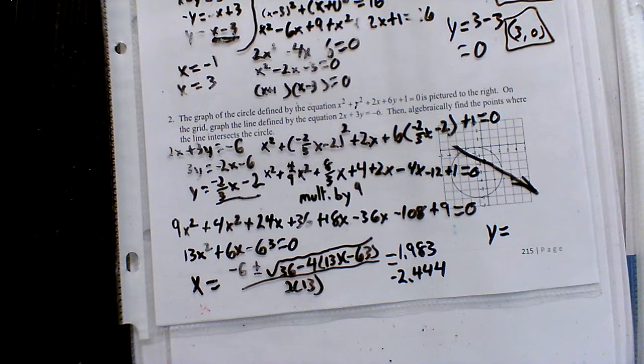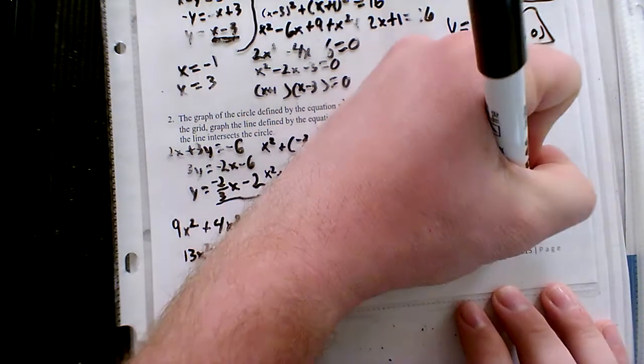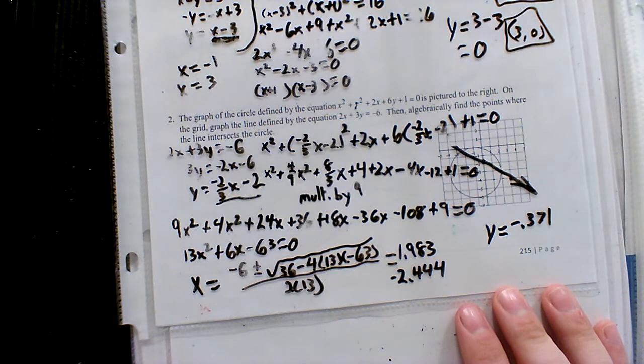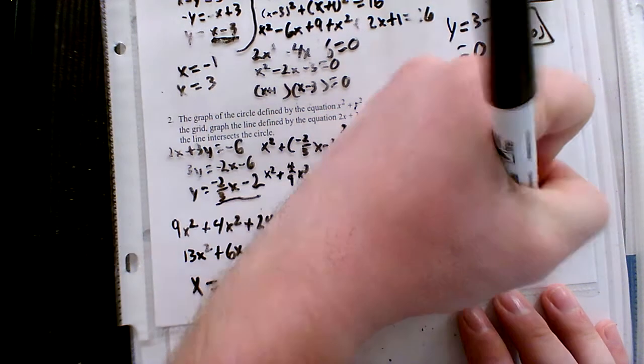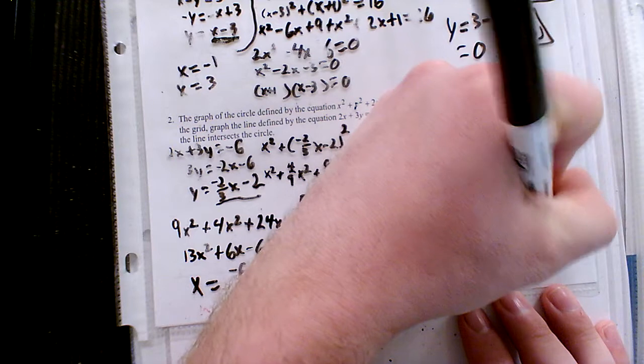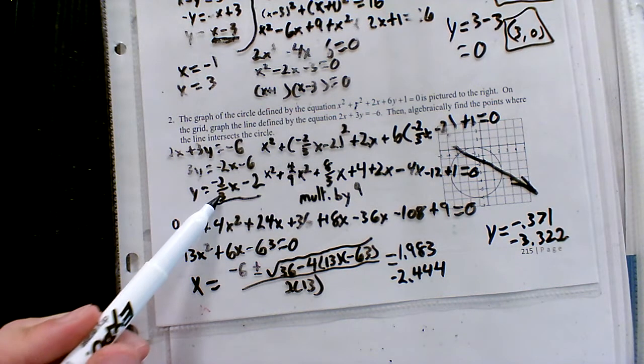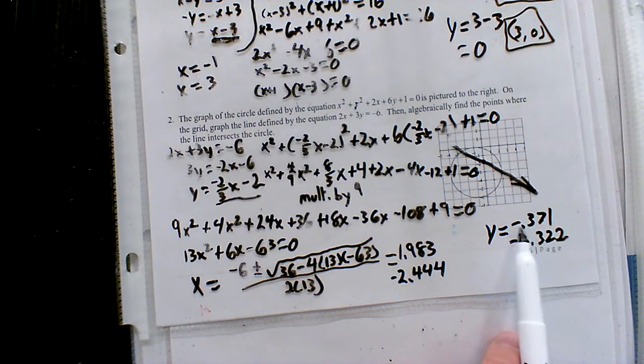Alright. Jack, were you able to get one of them? At least one of them? Negative 0.371. Very good. Do you have the second one too? Negative 3.322. Thank you. So after you plug both your x values back in, you should get these as your two y values: negative 0.371 and negative 3.322.